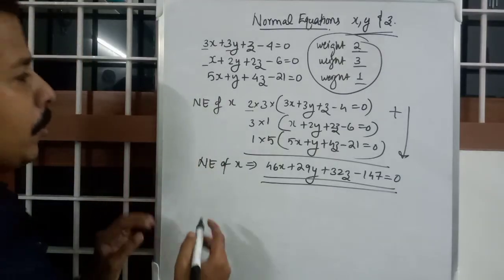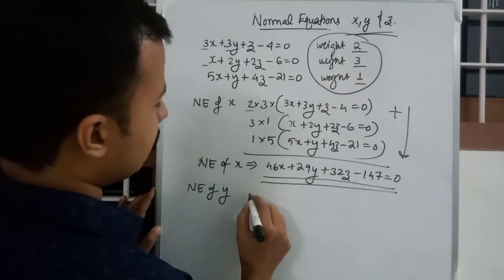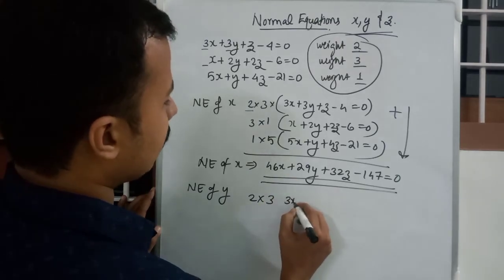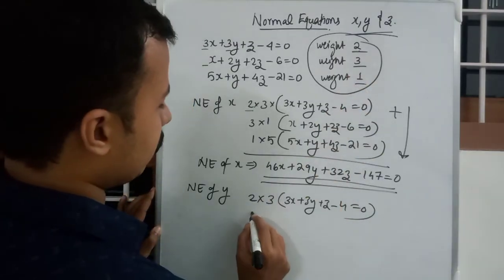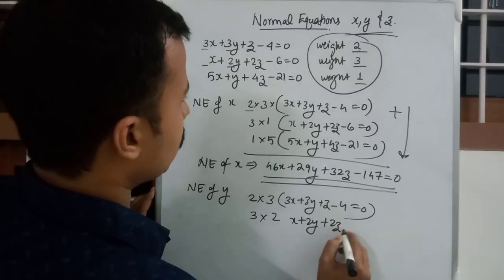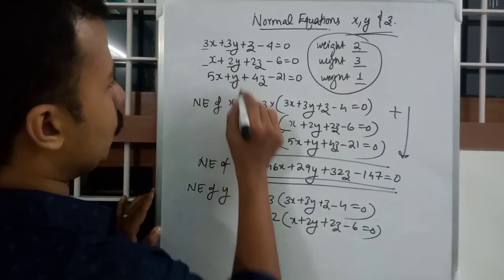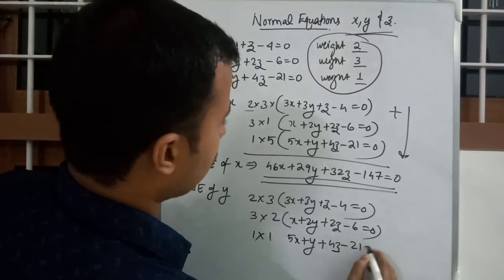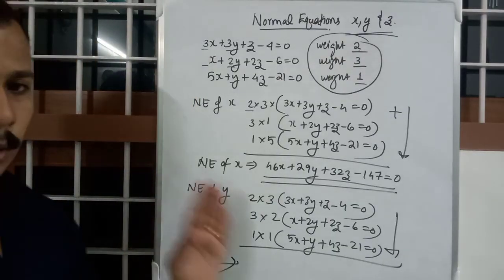Okay, so to calculate the normal equation of y, the weight is 2, into the coefficient of y which is 3, multiplied with the equation 3x plus 3y plus z minus 4 is equal to 0. Next one, second equation, weight is 3, coefficient is 2, the equation is x plus 2y plus 2z minus 6 is equal to 0. Third one, weight is 1, coefficient is 1 itself, the equation is 5x plus y plus 4z minus 21 is equal to 0. You add all this, you will get the normal equation of y, and similarly the normal equation of z.